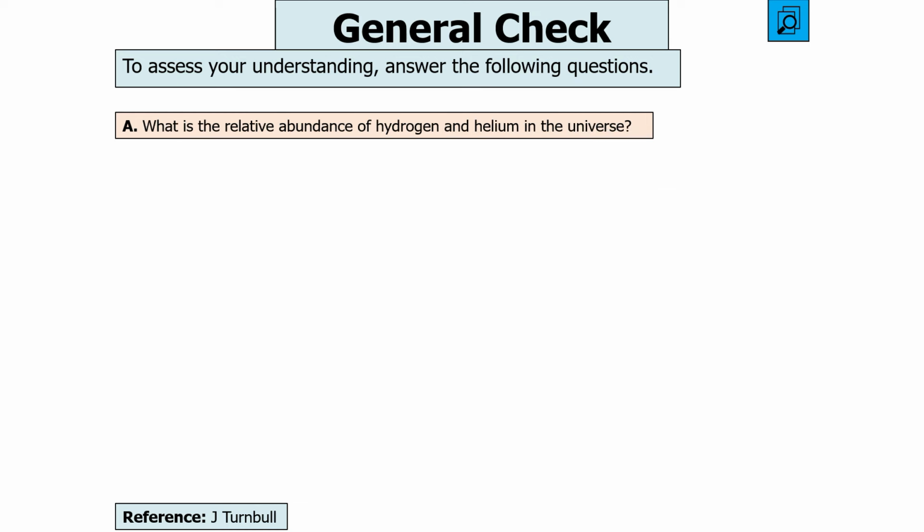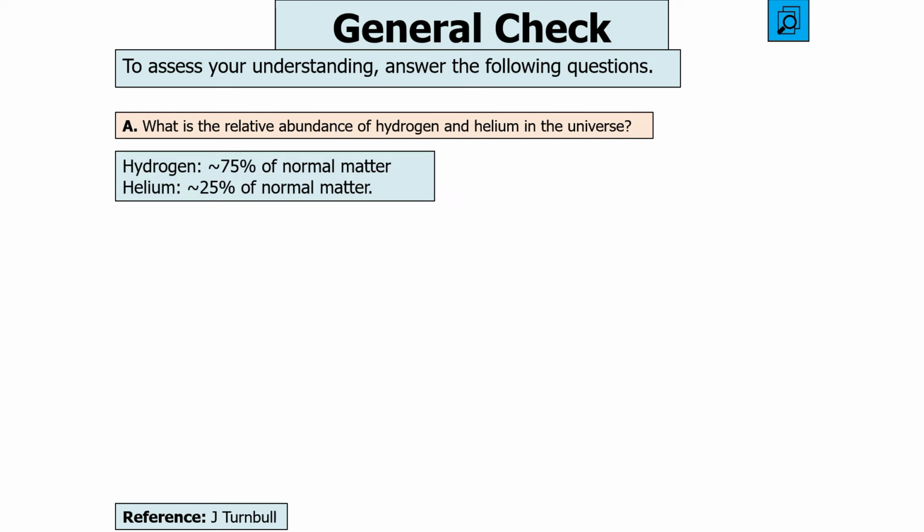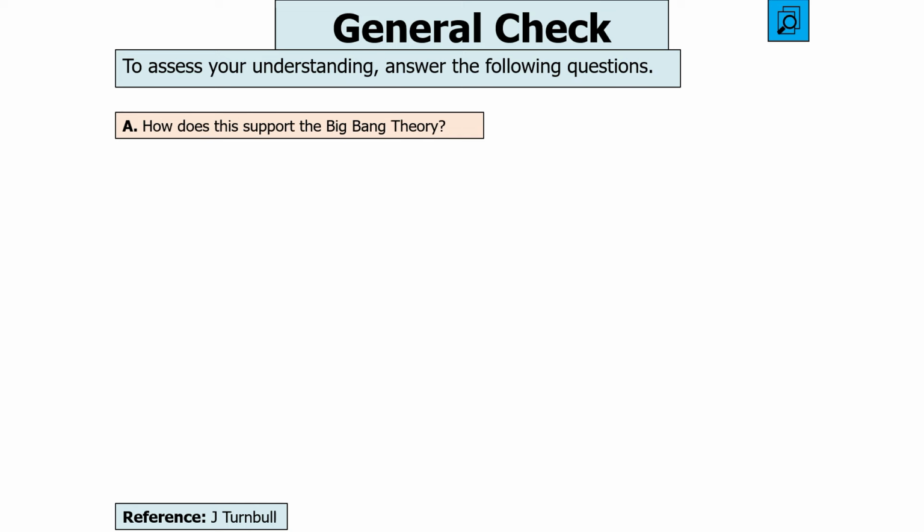What is the relative abundance of hydrogen and helium in the universe? There is 75% hydrogen and 25% helium of normal matter. How does this support the Big Bang theory?